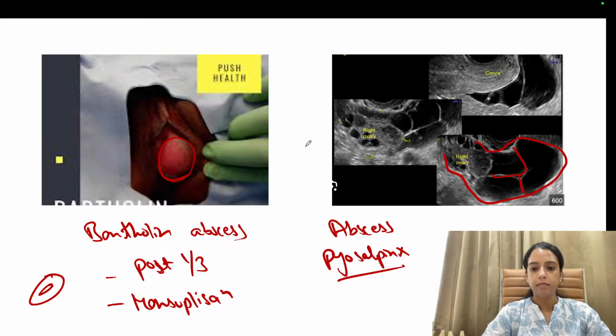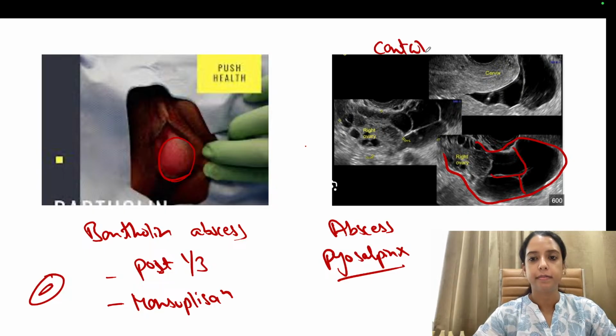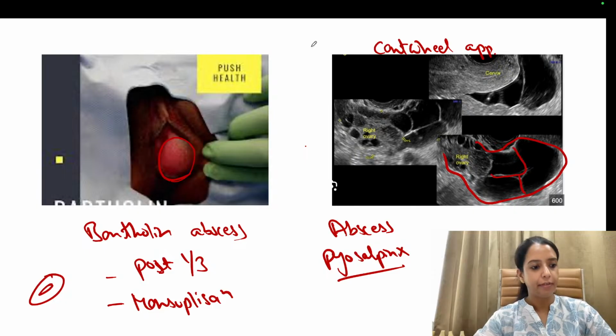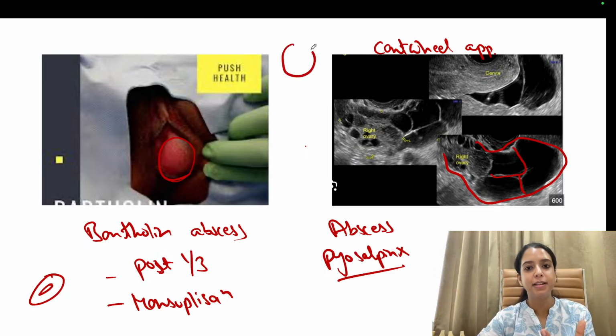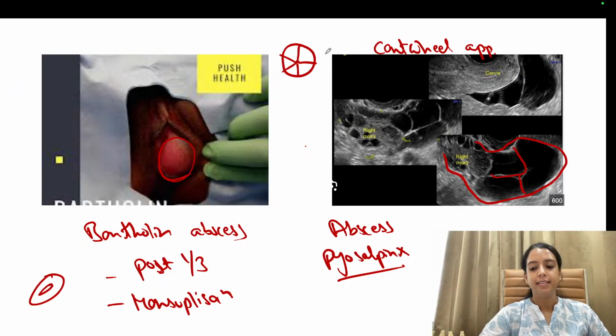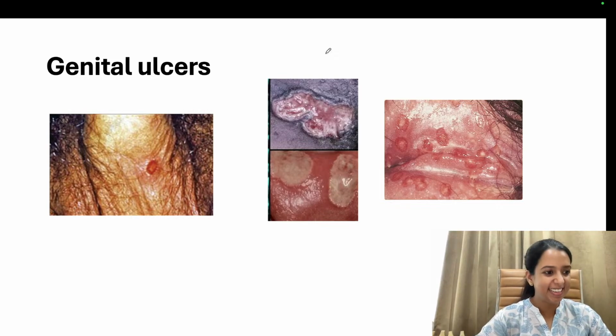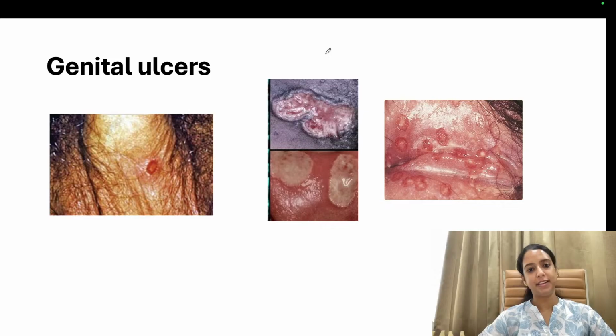ठीक है? Typical cartwheel appearance. इसको हम बोलते हैं cartwheel appearance. Cartwheel वो देखा है वो, if any of you have seen the बैलगाड़ी, मतलब हमने तो देखा है, बट बैलगाड़ी में जो ऐसा व्हील होता है, कार्टव्हील अपीयरेंस, इसे हम बोलते हैं कार्टव्हील. आई एम श्योर आपको बैलगाड़ी नहीं पता होगा, छोड़ो कार्टव्हील. ठीक है, जेनाइटल अल्सर्स पे आते हैं.